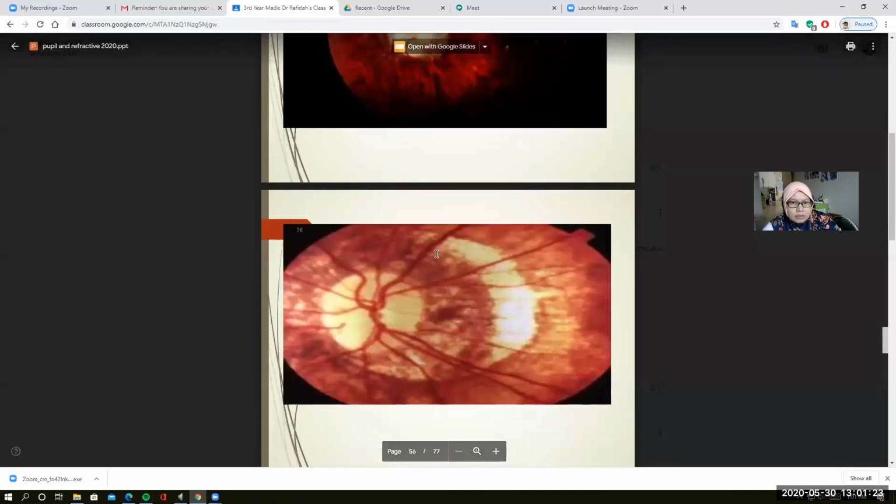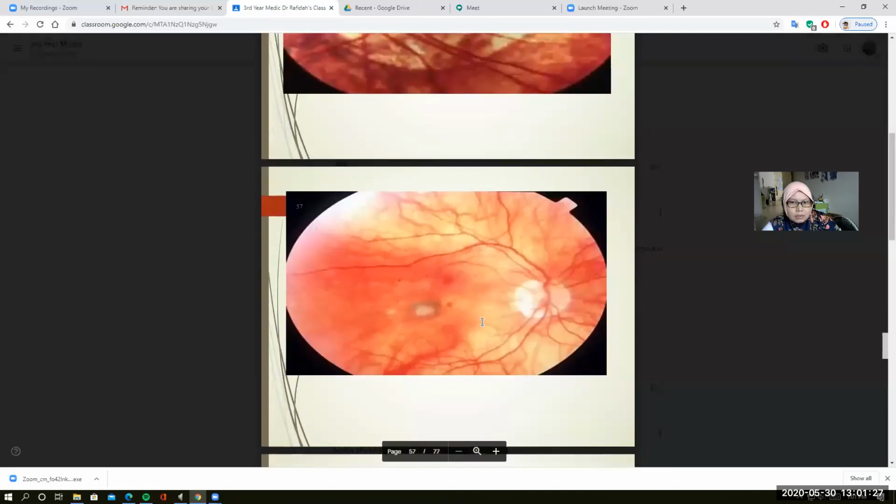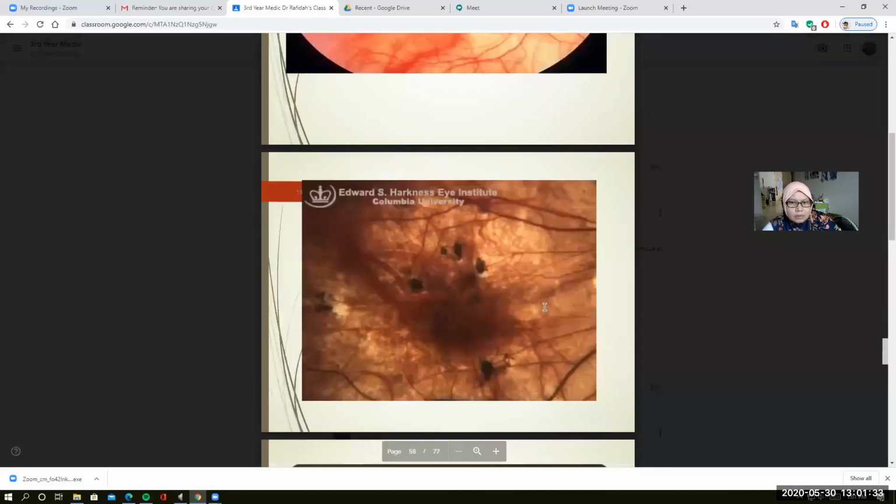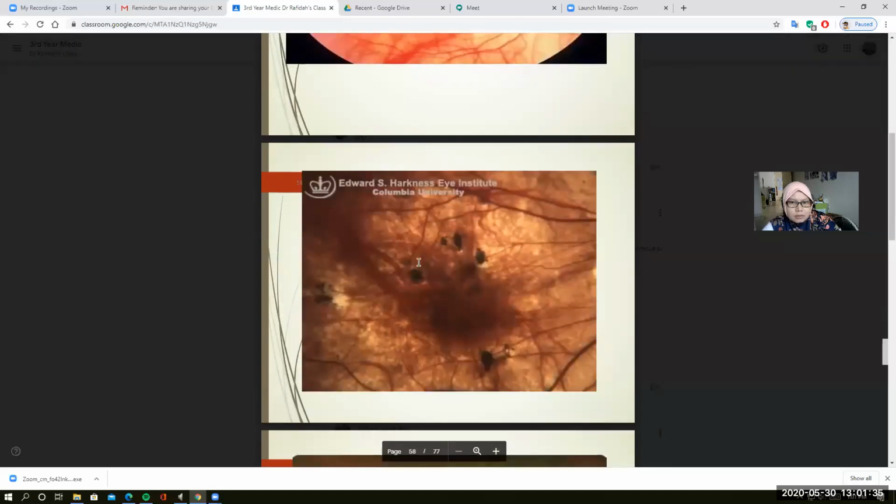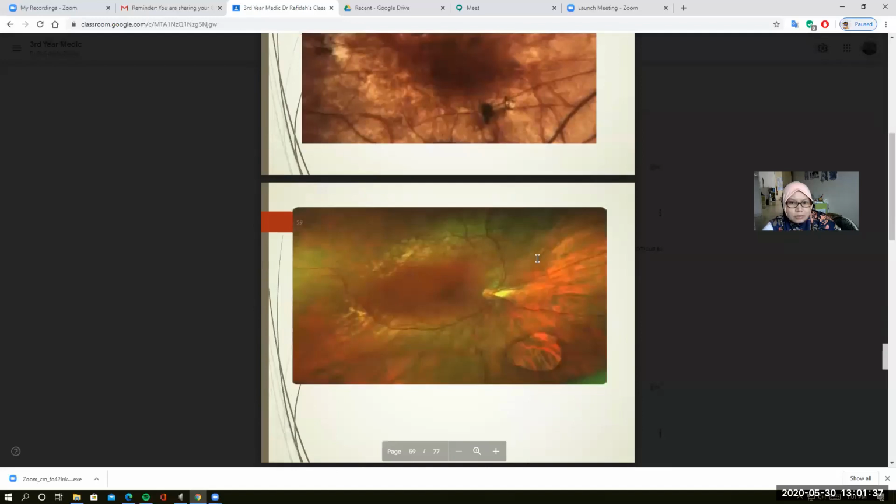This is an exaggeration of the myopic crescent. Also, this is actually choroideremia, not in myopic eyes. It's not normal. These are just choroidal patches. It is also common to see a very small optic disc in myopic eyes, small and tilted.